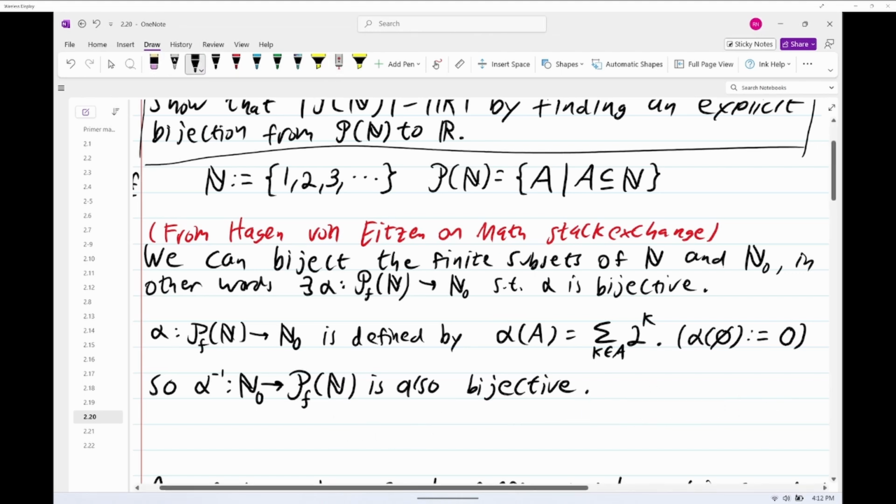That's some of the battle done, because since alpha is bijective, it's got an inverse, and that inverse is also bijective. That inverse goes from the naturals with 0 to the finite power set of N. Okay, amazing. So now if we can somehow biject the real numbers without naturals onto the infinite subsets of the naturals, and then glue those two things together, we'll have a bijection from the reals to the power set of the naturals. And that's what we want.